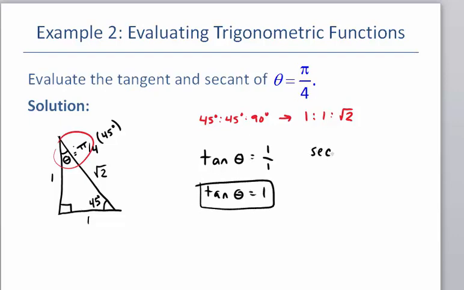All right, let's look at the secant of this angle. Remember that secant is the reciprocal of cosine. So we know that cosine is adjacent over hypotenuse. So secant will be hypotenuse over adjacent. So the hypotenuse will be square root of 2, and the adjacent next to it will be 1. And so again, simplifying just a little bit, we have that the secant is equal to the square root of 2.